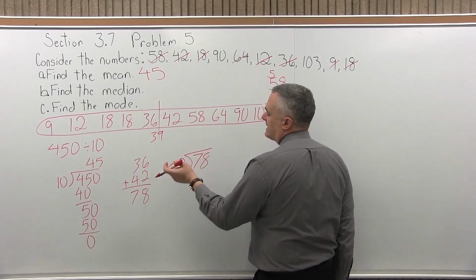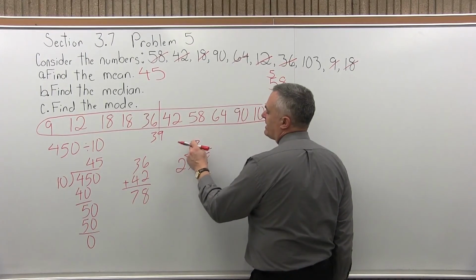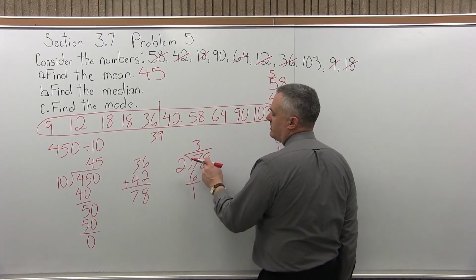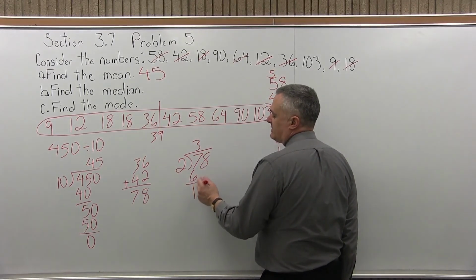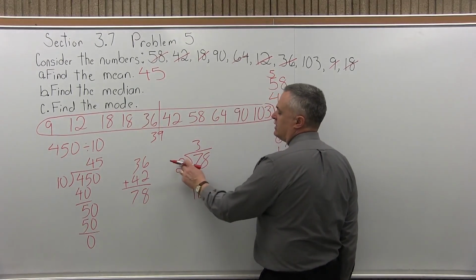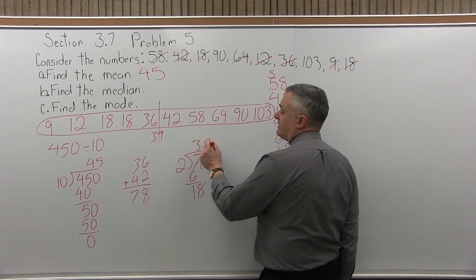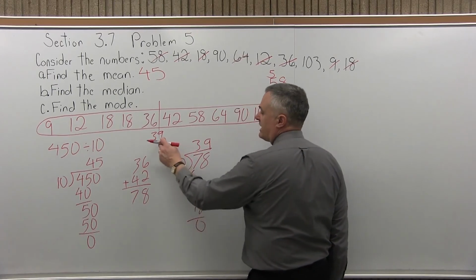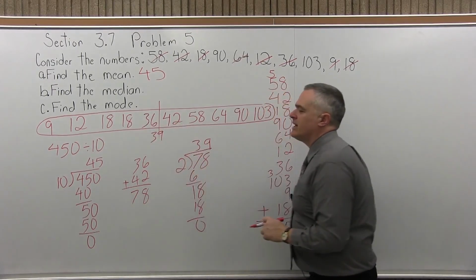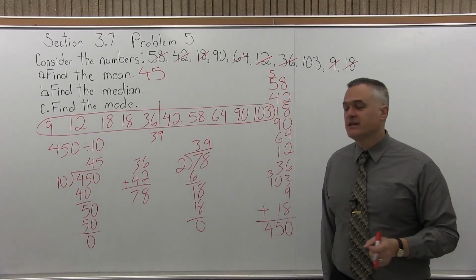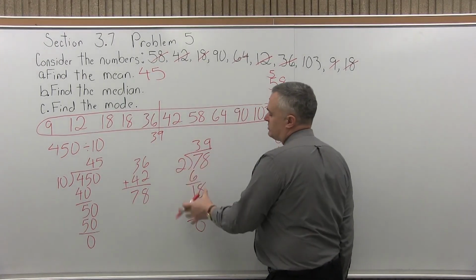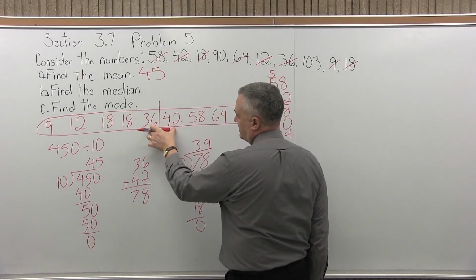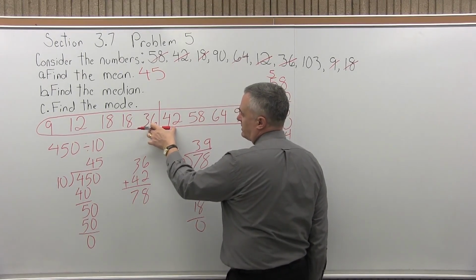2 divides into 7 3 times. 3 times 2 is 6. 7 minus 6 is 1. Bring down the next digit, which is an 8. 1 with an 8 next to it is 18. 2 divides into 18 9 times. 9 times 2 is 18. So it is the 39 that I predicted. I could kind of see it by looking at it. 39 was in the middle. If you can see that, that's awesome. If you can't, just do the work. It's not that much work. And it does come out to 39. 39 is the midpoint between 36 and 42.